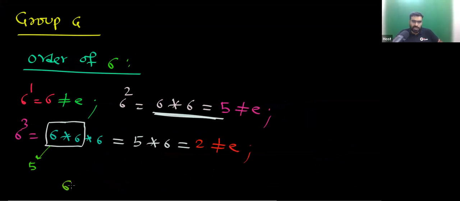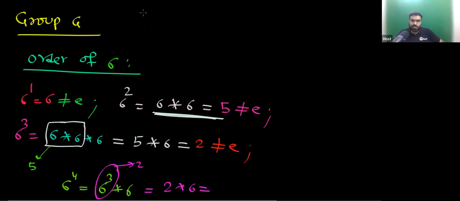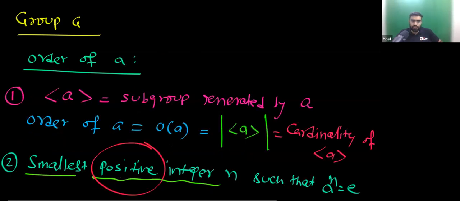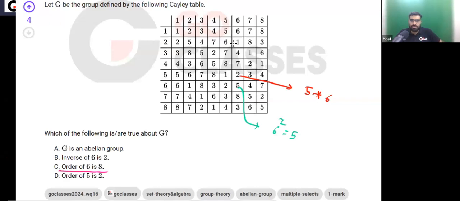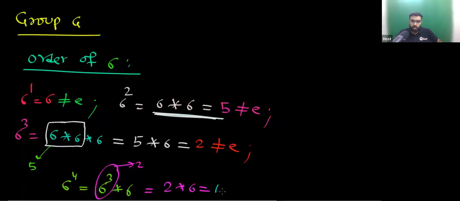Now let's see what 6 power 4 is. For that, I can do 2 into 6, because 6 power 4 means 6 cube star 6. You already know 6 cube is 2, so I want to find 2 star 6. What is 2 star 6? That is the identity element. You got your identity element, so I can stop now.